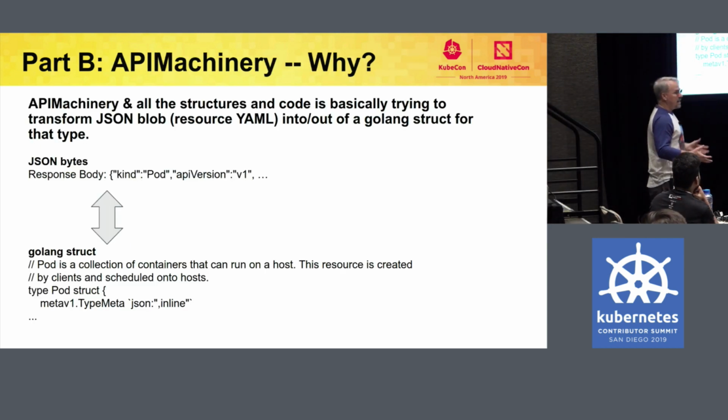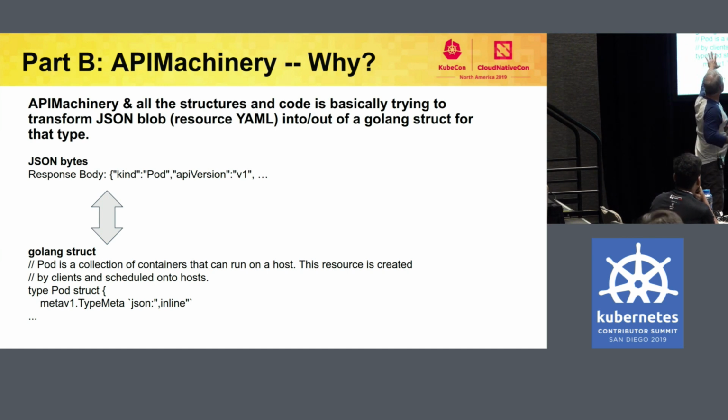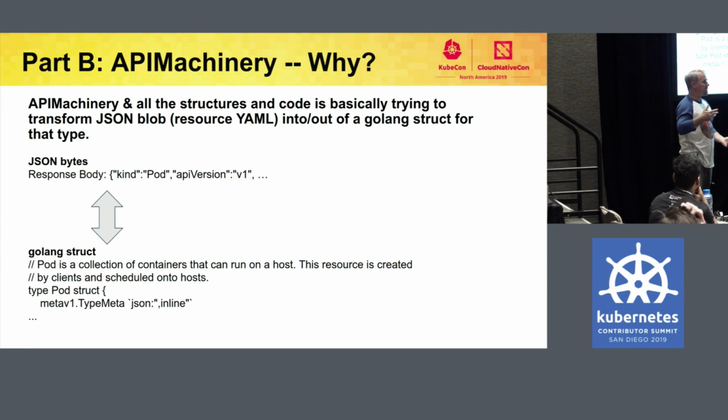As I mentioned, a lot of this machinery is the transformation of this response body into this Golang struct, or the other way around. If we have a Golang struct of a pod and we're creating it, and that's going to be a post at the REST level, then it's going to have to encode this Golang struct as this JSON blob in the body.